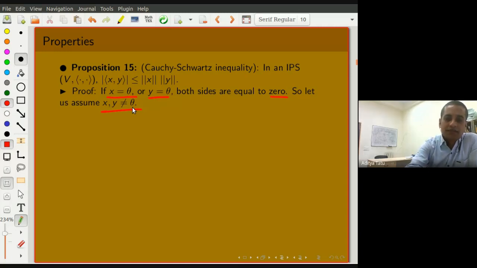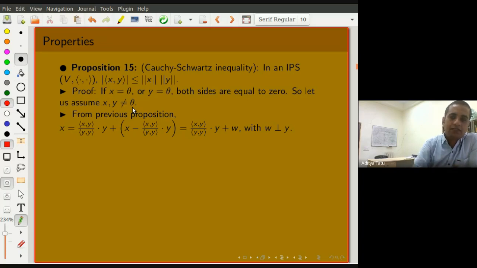Okay, then what have we shown in the previous slide? If x and y are both not 0, we can write the orthogonal decomposition of x in terms of y and a vector which is orthogonal to y. So this is a times y. This is your vector w which is orthogonal to y. Okay, from the previous slide. So if I denote this by w, I get x as a times y plus w from your previous slide. That okay?